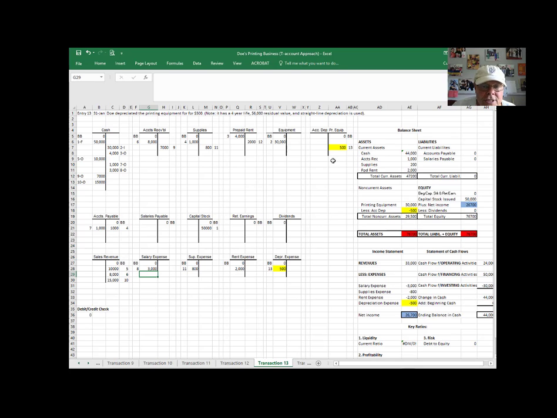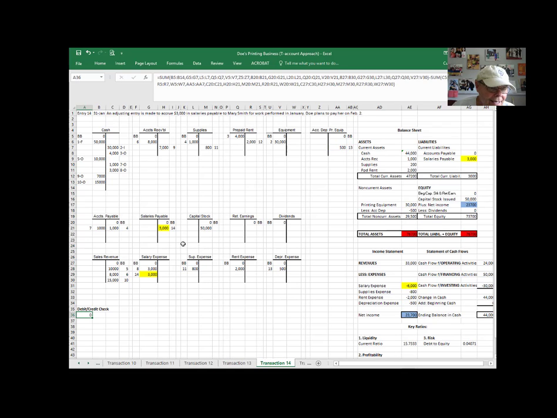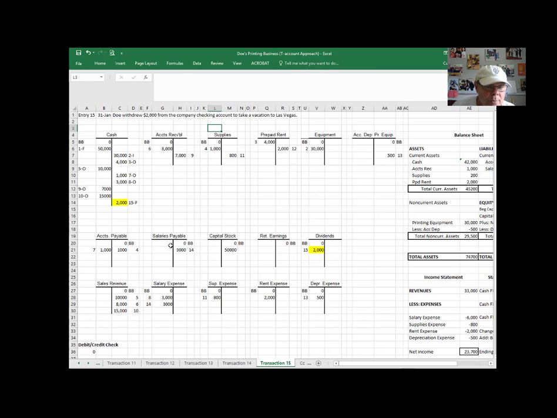Then we depreciate our equipment. How much? We depreciated $500, and we could show students how we do that using the straight line method. But right now, credit the asset through the contra asset account, debit the expense. Transaction 14, we accrue salary earned this period but not yet paid. And then last, we pay a dividend. Cash goes down, dividends reduces our equity.